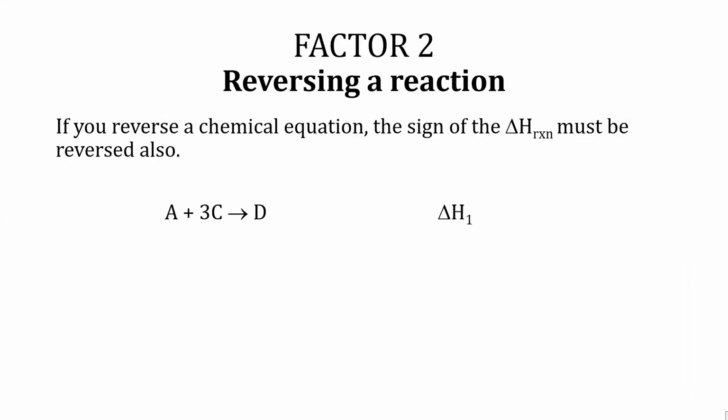If you reverse a chemical equation, the sign of the delta H reaction must be reversed also. A plus 3C forms D, delta H1. If reversed, D forms A plus 3C, delta H2 equals negative delta H1.